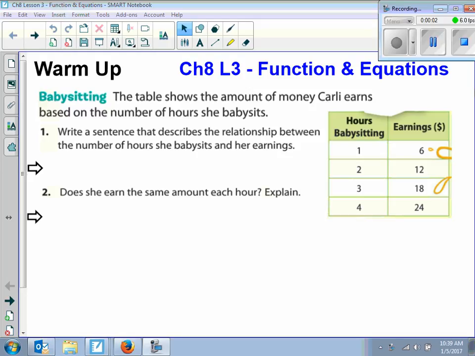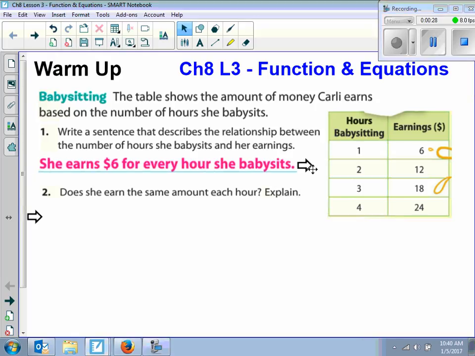All right, so today we're looking at Chapter 8, Lesson 3, which is Functions and Equations. So here on our warm-up, it says the table shows the amount of money Carly earns based on the number of hours she babysits. We want to write a sentence that describes the relationship between the number of hours she babysits and her earnings. Very good.